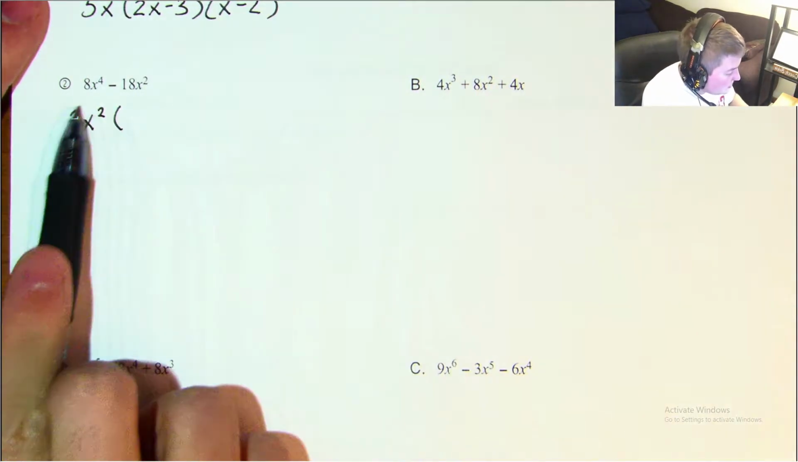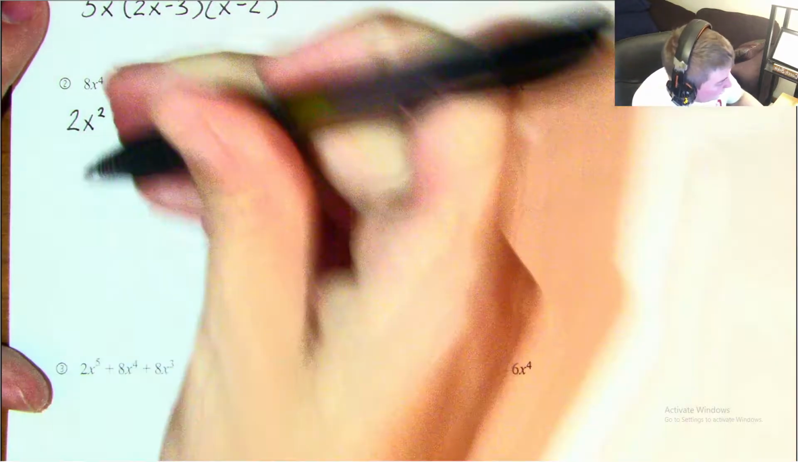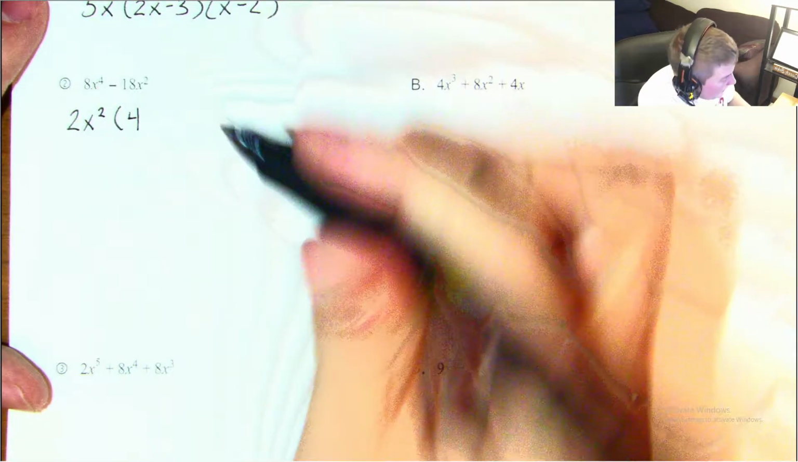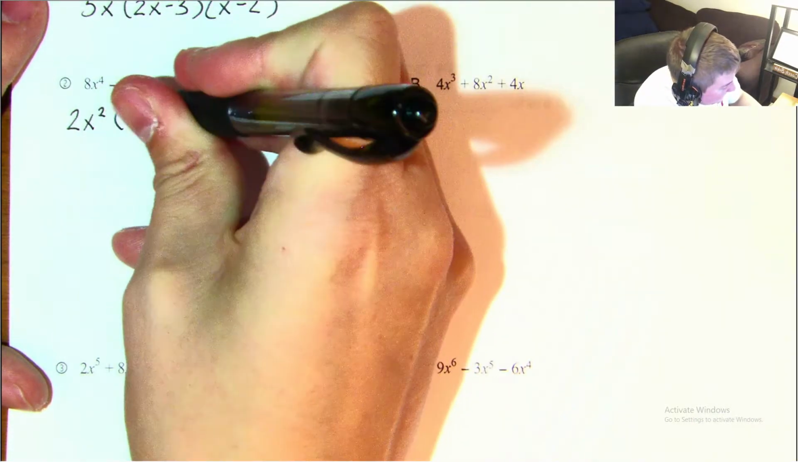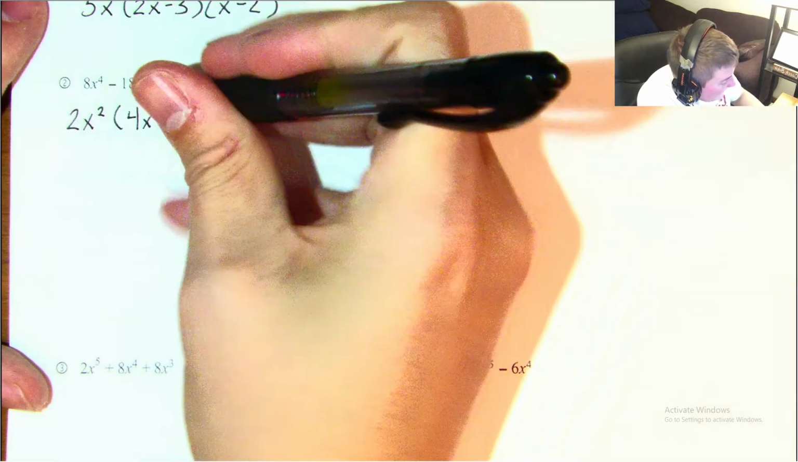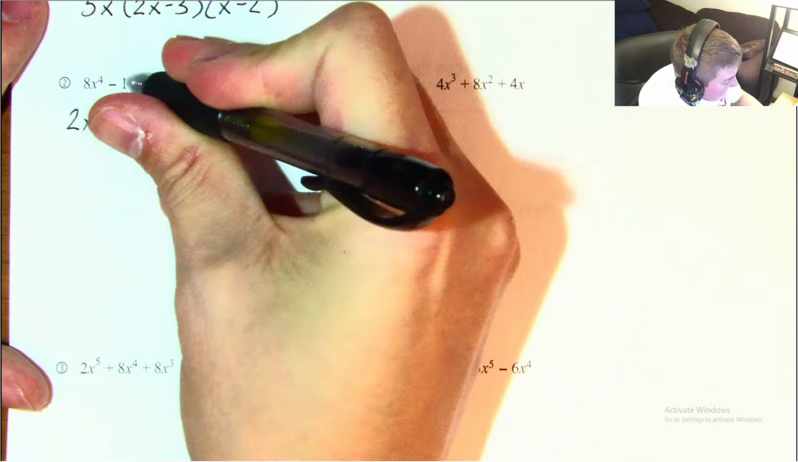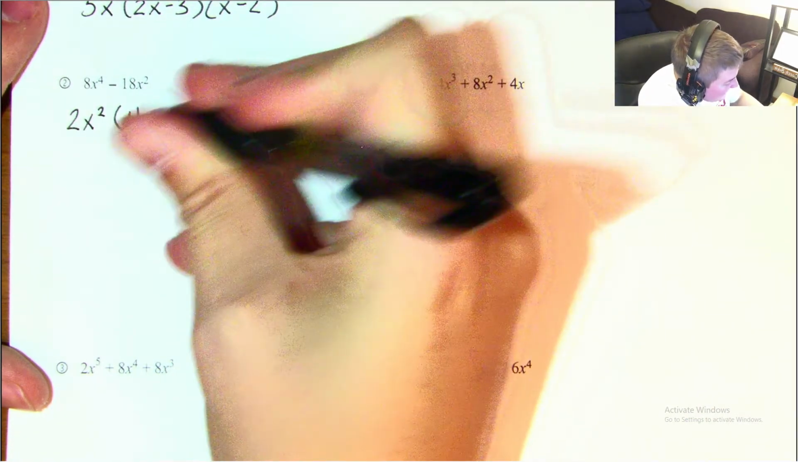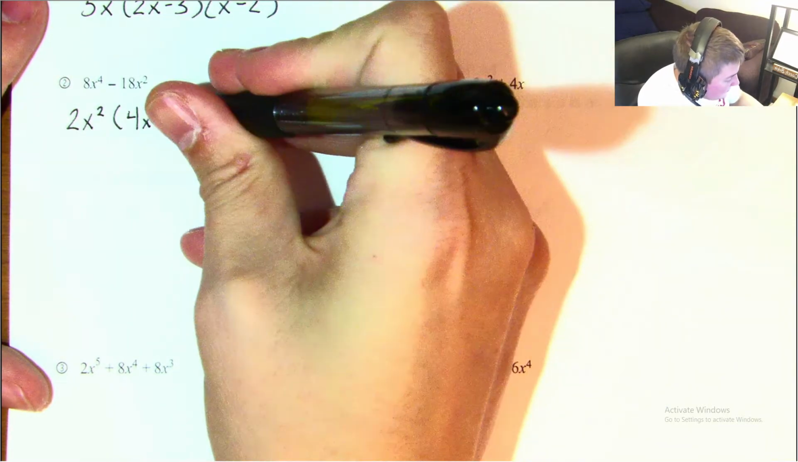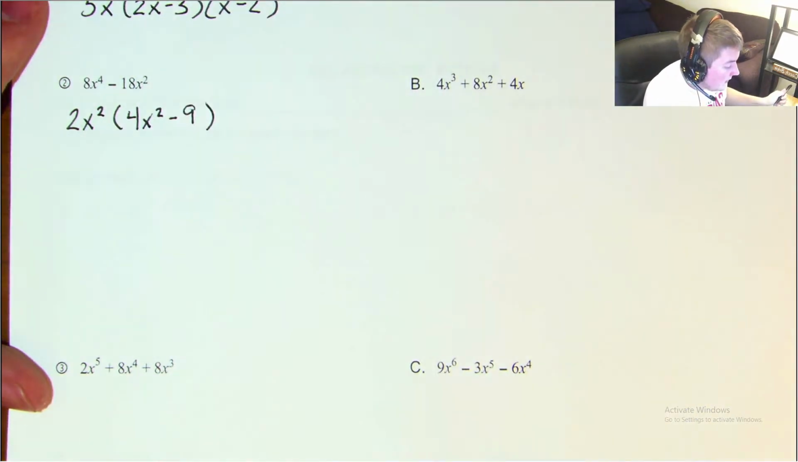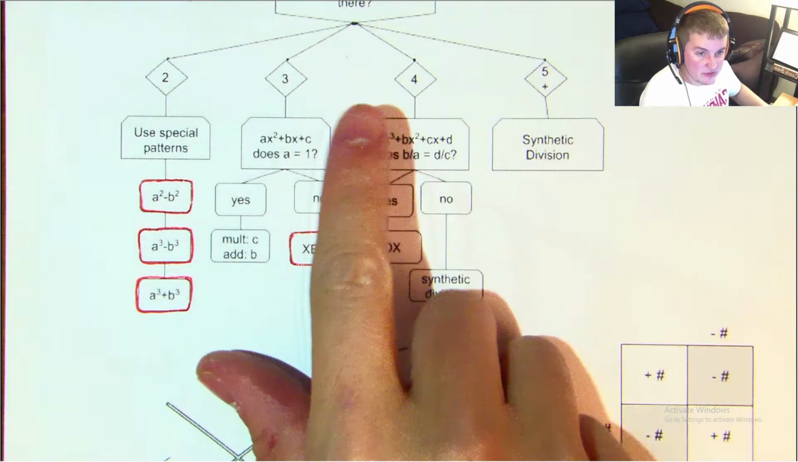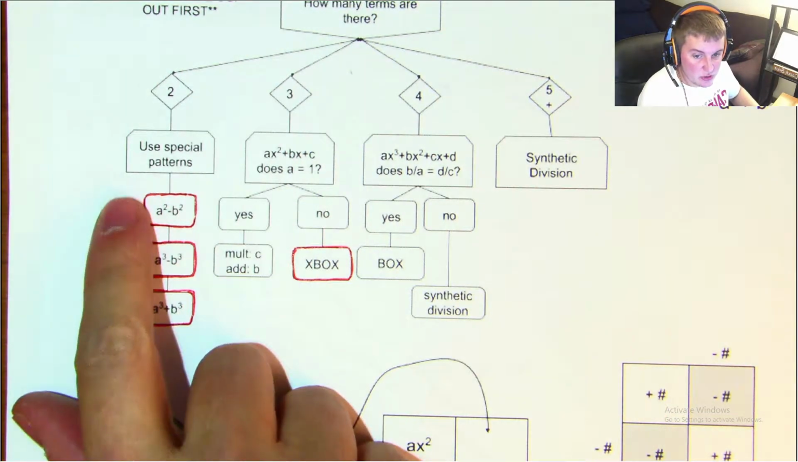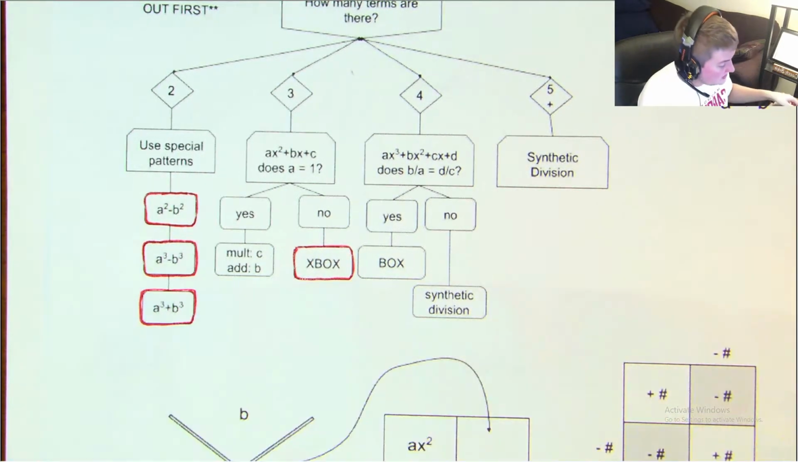When I take out an x squared, I have 8 divided by 2 is 4. X to the 4th divided by x squared is x squared. Then 18 divided by 2 is 9. X squared divided by x squared is 1, so 9 times 1 is 9. Now I've taken out the greatest common factor. I can identify how many terms there are. There's 2 terms, and I need to check for special patterns.